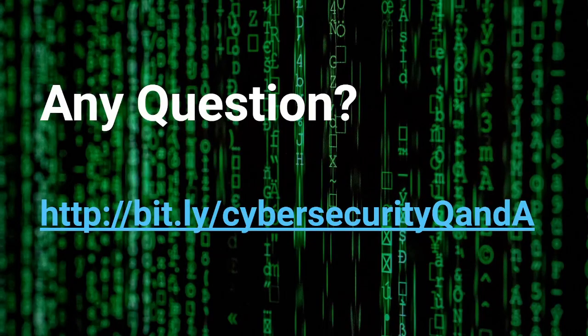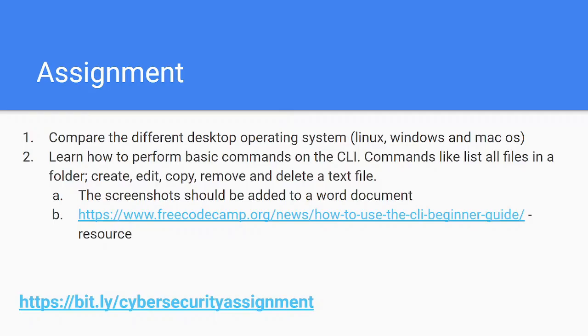Right? I've not really seen any questions, so hopefully please drop your questions. Then our assignment: you need to compare the different types of desktop operating systems. We have Linux, we have Windows, we have Mac OS. Then just learn the basic commands on the CLI, like how to list all files in a folder, how to create, how to edit, how to copy, how to remove and delete a text file. So take a screenshot, put it in a Word document, and then this is a link for you to go and read a little bit about the CLI, right?